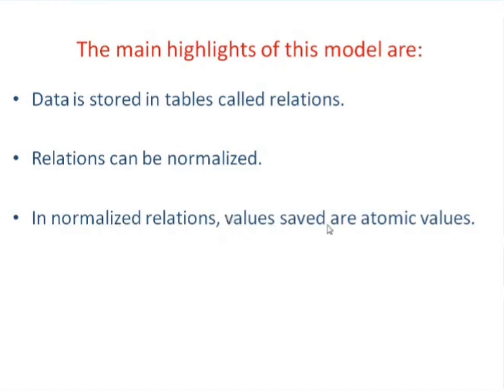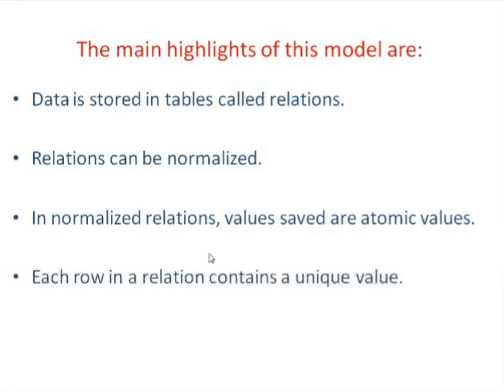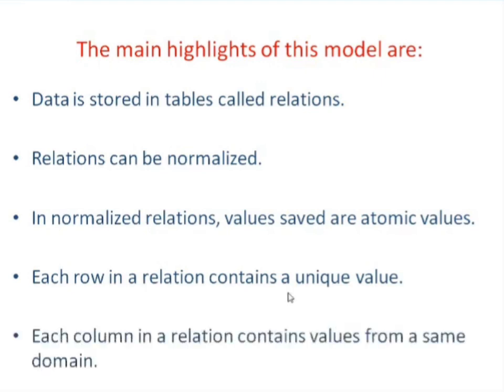In normalized relations, the values saved are atomic values. There will not be much duplication. Each row in a relation contains a unique value. As I told you, if the first row is containing some information, you are not duplicating that item at some other row. It should be unique from row to row. Each row in a table contains a unique value, and each column in a relation contains values from the same domain.